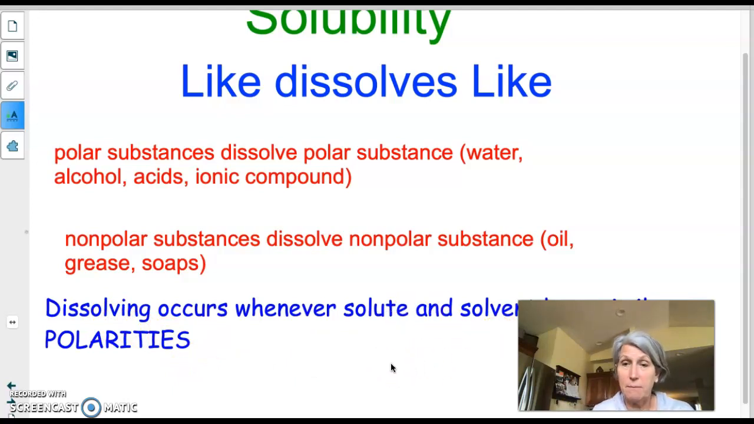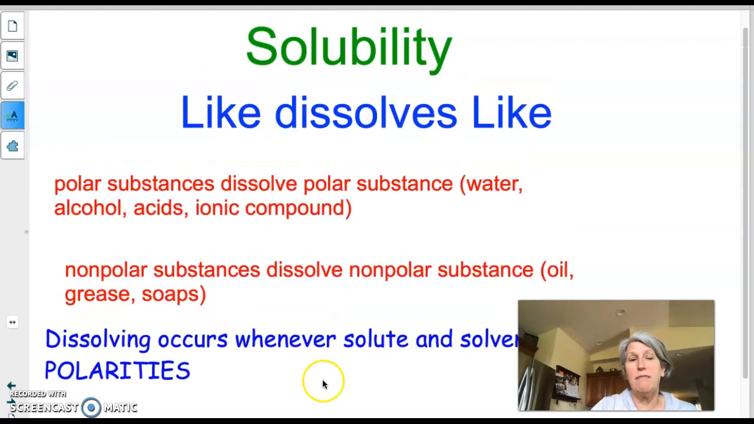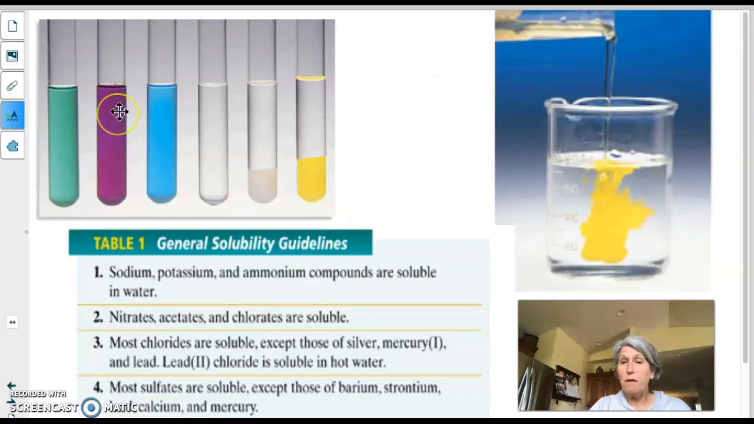Now, of course, there are going to be some exceptions when you go on to college or if I see you in AP chemistry, but we'll deal with that then. This is just a general rule of thumb about solubility, that like dissolves like. Another word, soluble, means that it has the ability to be dissolved.